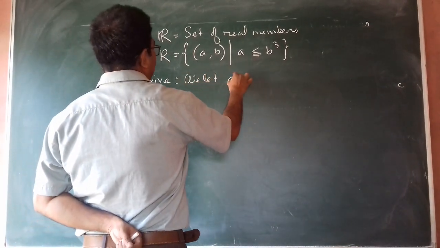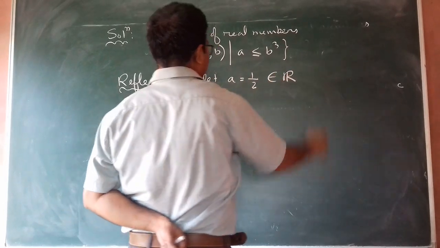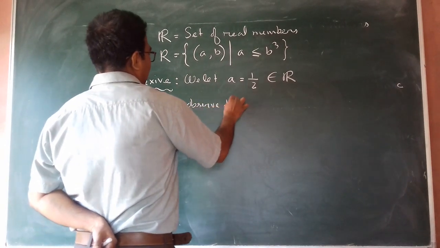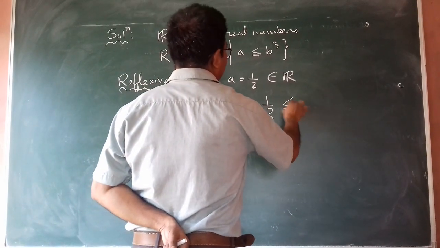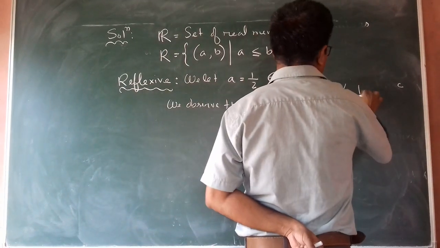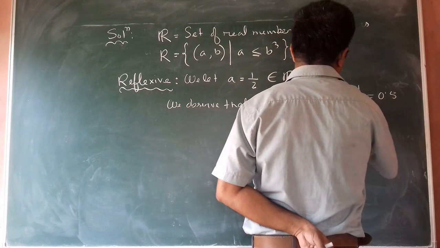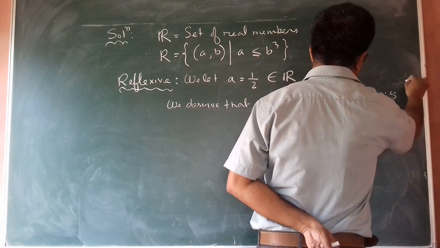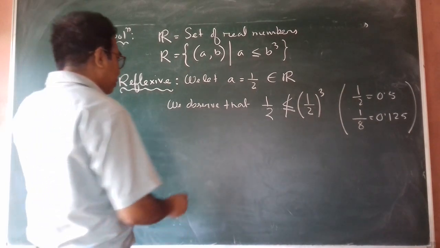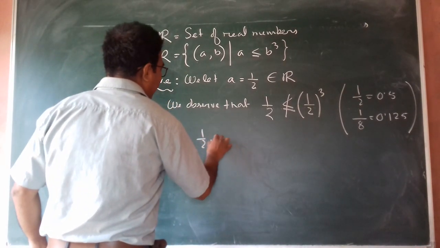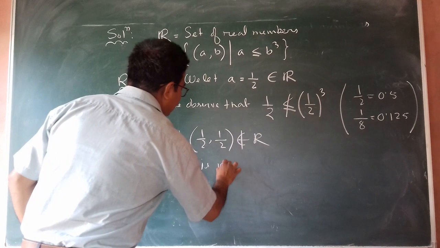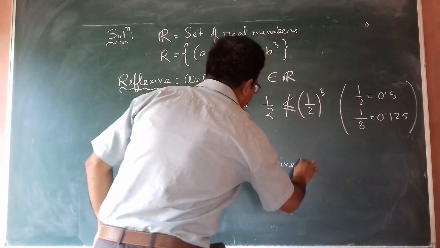So we let a equal to 1/2, which is a real number. Clearly 1/2 is a real number. We observe that 1/2 is not less than or equal to (1/2)³, because 1/2 is equal to 0.5 and 1/8 is equal to 0.125. So 1/2 is not less than or equal to (1/2)³. Therefore we can conclude that (1/2, 1/2) does not belong to R. So therefore R is not reflexive.